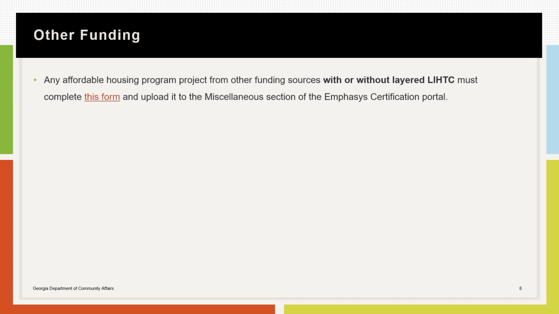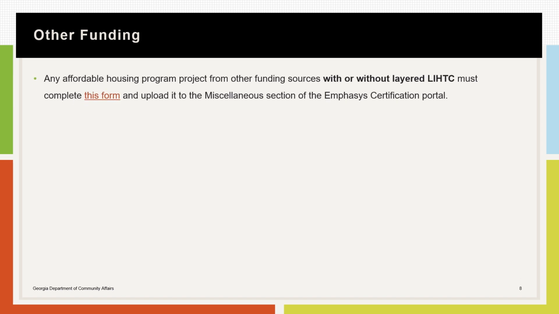When it comes to other funding, any affordable housing program project from other funding sources, that is, with or without layered low-income housing tax credit, or LIHTC, must complete an additional supplemental AOC form and upload that form to the miscellaneous section of the Emphasis Certification portal. When uploading the form to the Emphasis Certification portal, please follow this naming convention: 2023, Other Funding, AOC, and then the assigned Georgia ID.